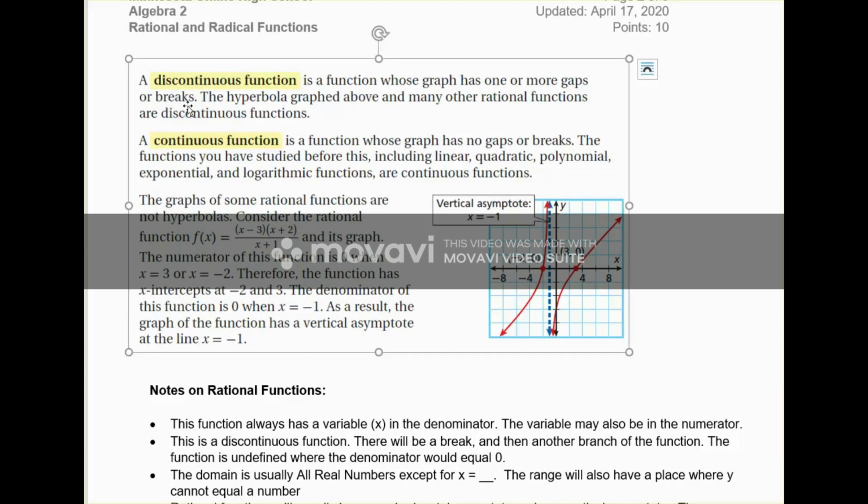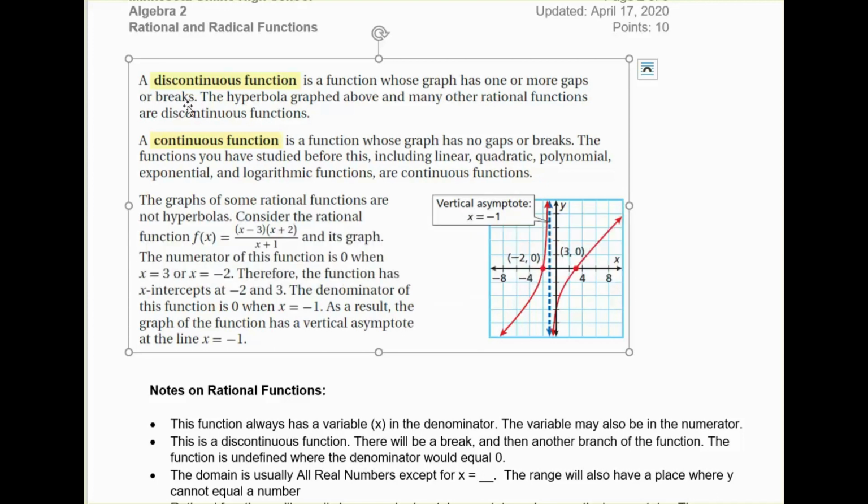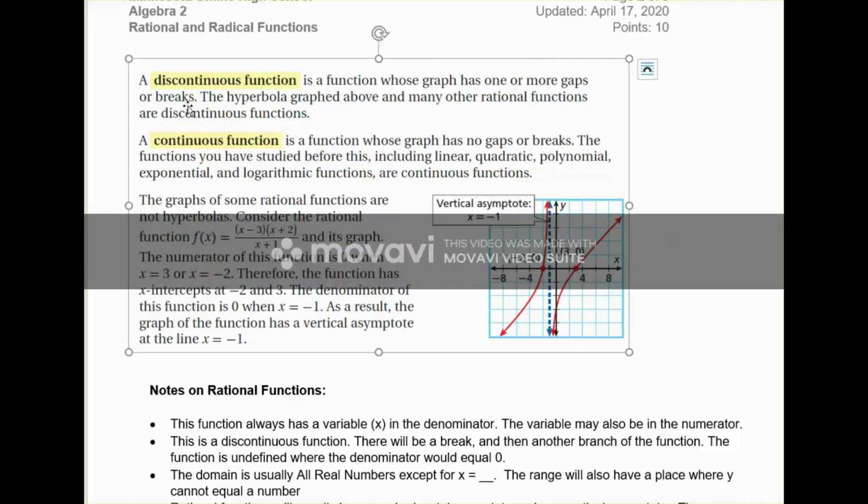A rational function is called discontinuous because it has gaps or breaks, and most of them are discontinuous. If it was continuous, it would have no gaps or breaks, and we've talked about that before. Linear, quadratic, polynomial, and exponential functions are all continuous, but this is discontinuous.